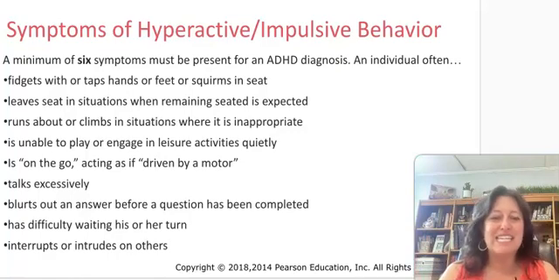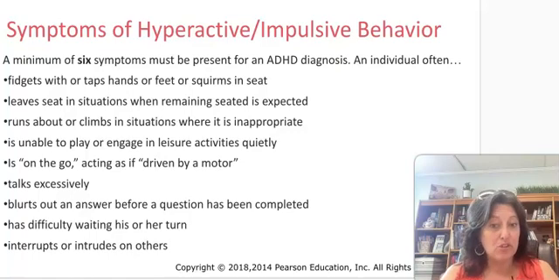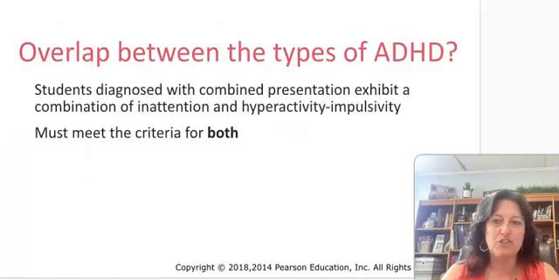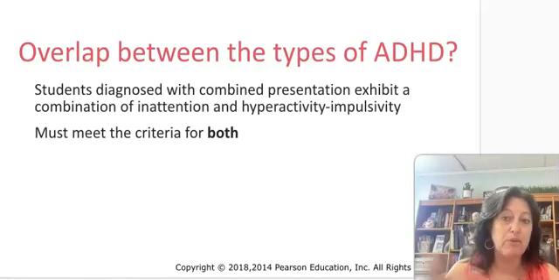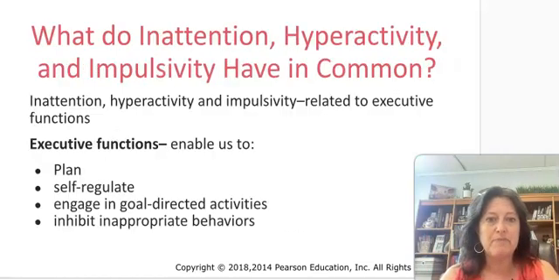These students will talk excessively. They'll be the ones who are blurting out the answer before the question even finishes coming out of your mouth. They have difficulty waiting their turn, and they will often interrupt others. So there is overlap between these. So you can be diagnosed with the combination. But in order to do that, as I said, you've got to meet the criteria for both. So we need those 12 symptoms, 6 in the inattentive and 6 in the hyperactivity impulsivity.